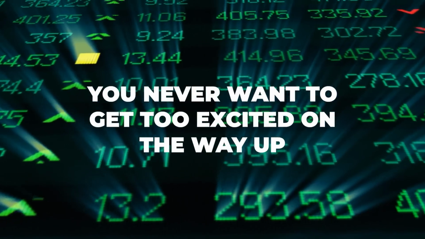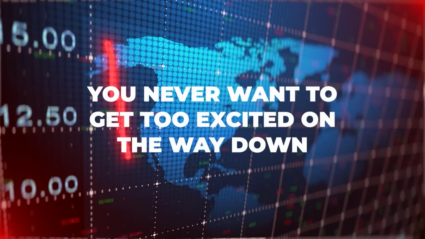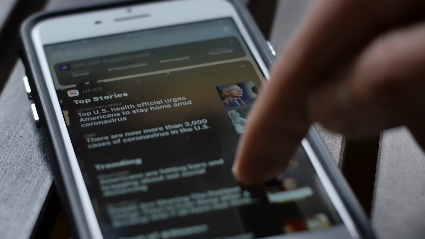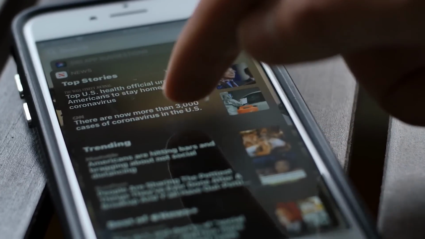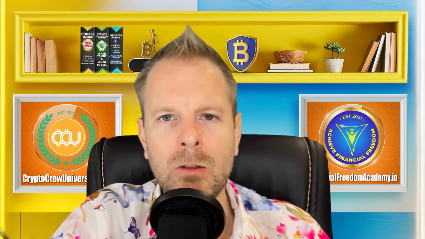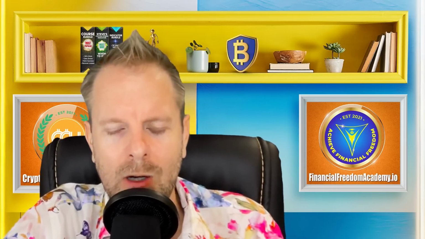You have to get rid of that and stay level-headed. You never want to get too excited on the way up. You never want to get too excited on the way down. You want to avoid all of the news and all of the shiny objects. Who cares what coin is doing what and all of these opportunities you missed out on? What I know to be an absolute fact, and I've been trading since I was 16 years old, is no matter what the opportunity is, you play it up in your mind like, oh my God, I missed this huge opportunity. Why did I miss it?